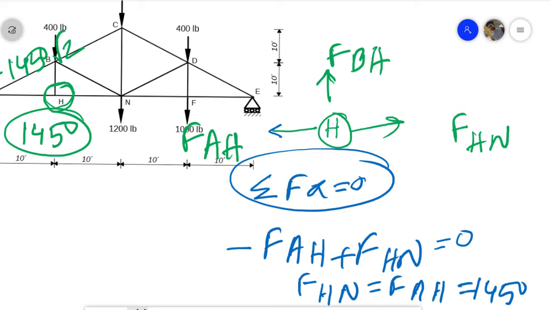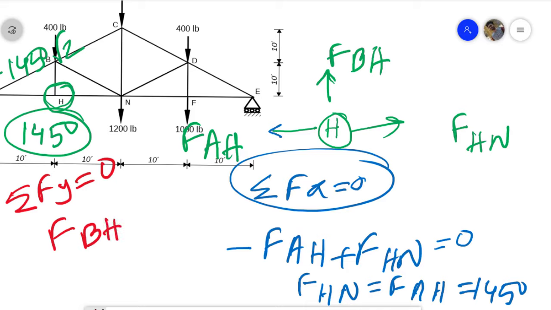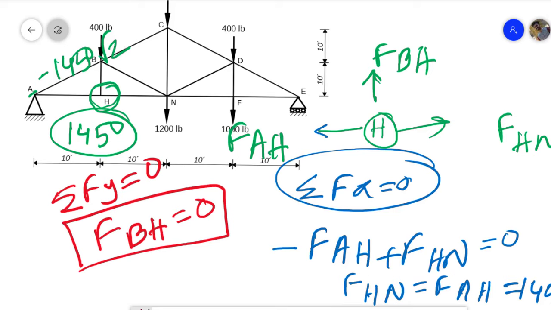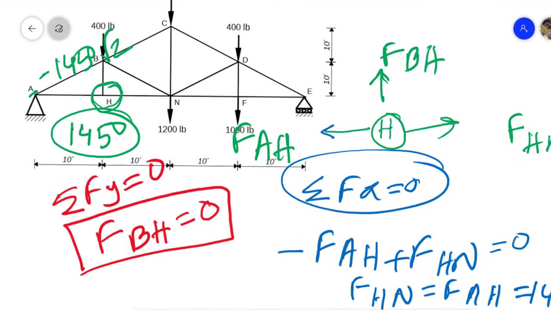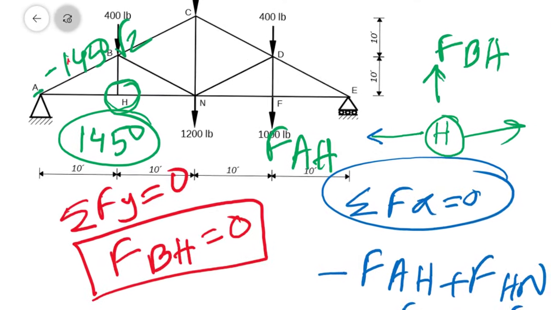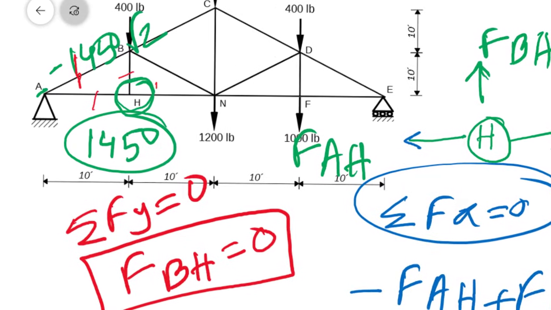Now let's take summation of F_y equals 0. If you take summation of F_y equals 0, what will you get? There is only one force acting in the y direction, that is FBAS, and that equals 0. There are no more forces in the y direction. So actually we have solved 4 members, right? This is actually 1, 2, 3, 4.